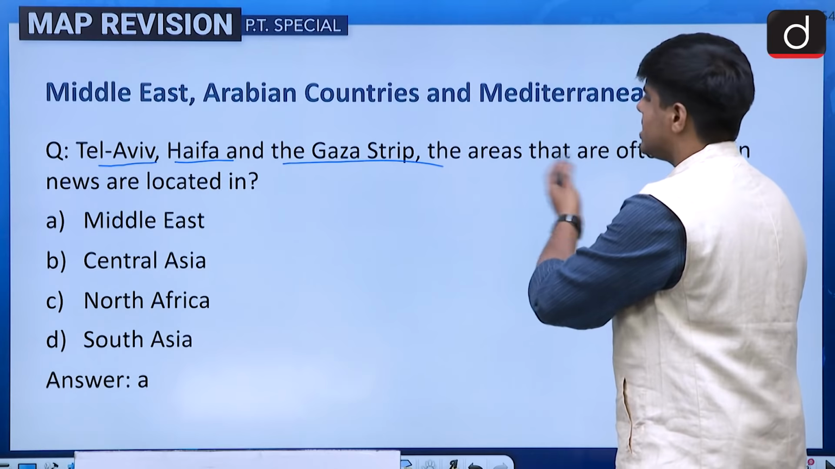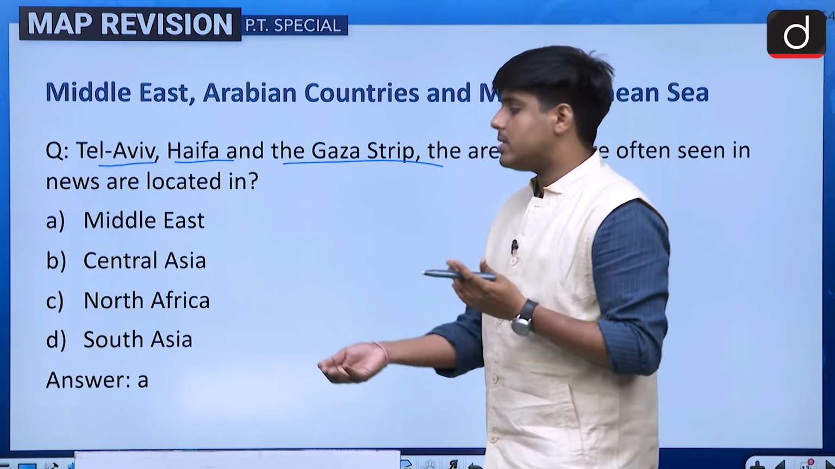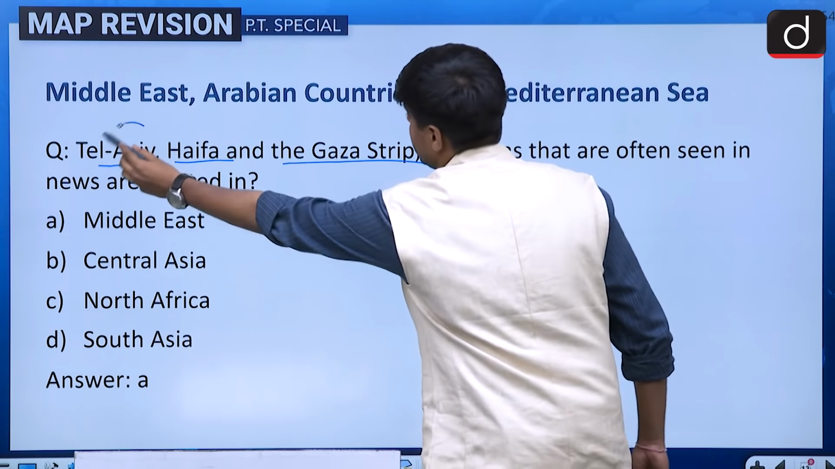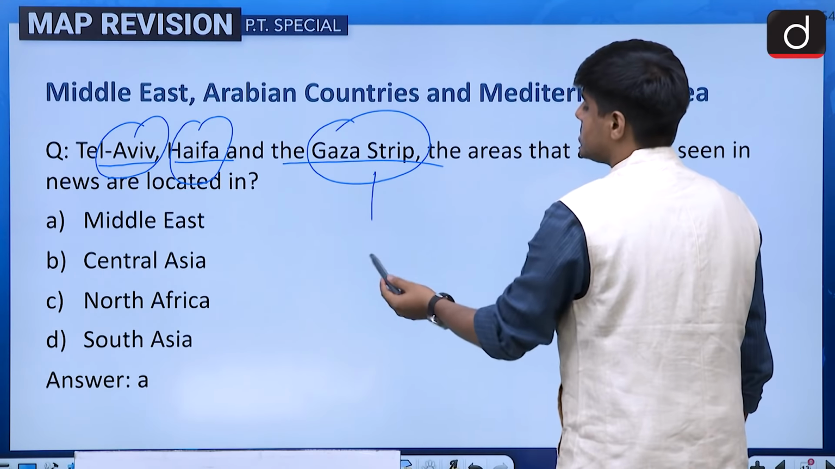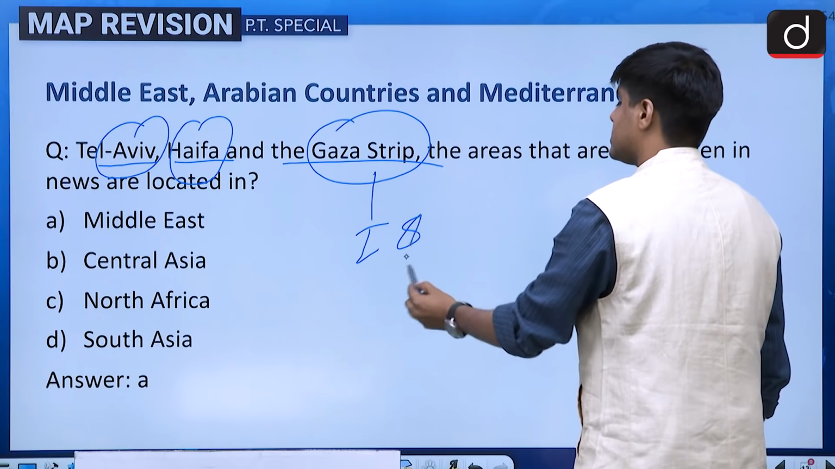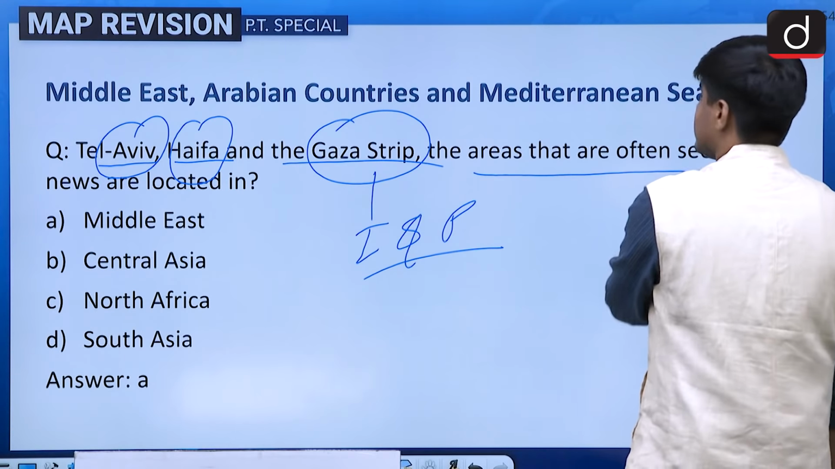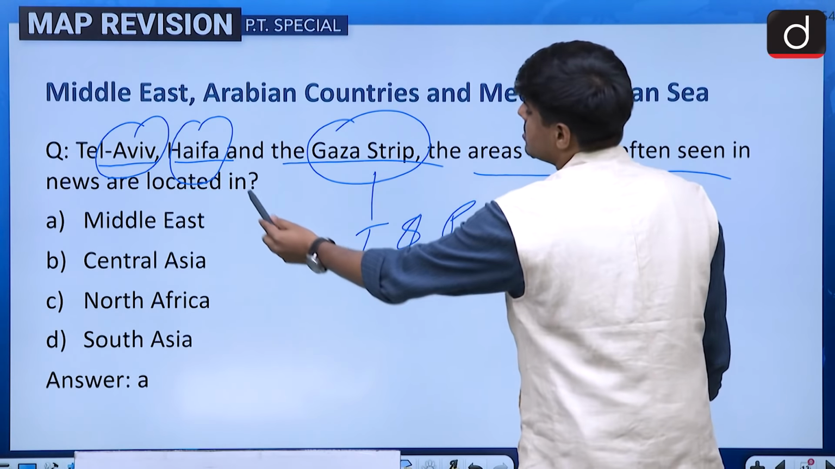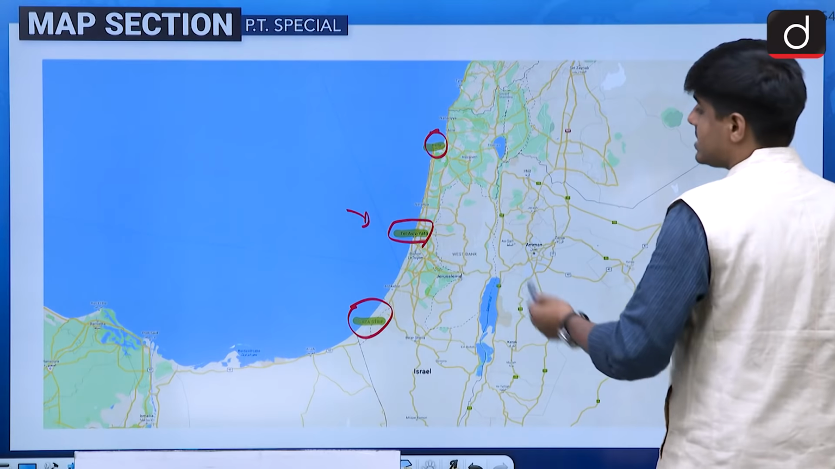Moving on further. Three important cities of Israel are given in this question. The question is basically very simple, but since Israel has been in the news for so much of the time in the last few years, Tel Aviv has been in the news, Haifa has been in the news, and the Gaza Strip, due to disturbances between Israel and Palestine, has been in the news. So the question is very simple: these areas are located in the Middle East.